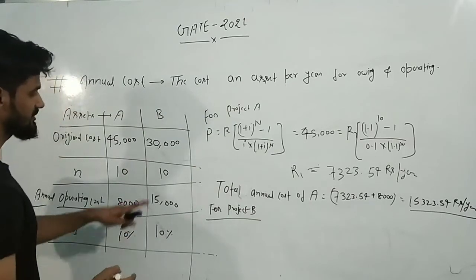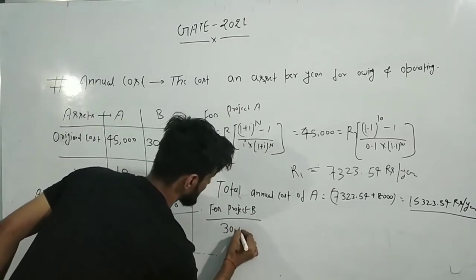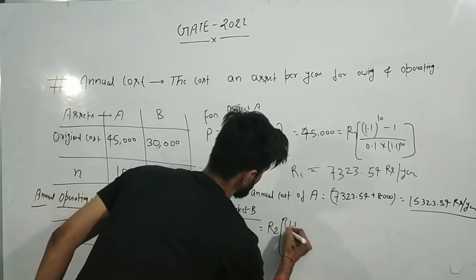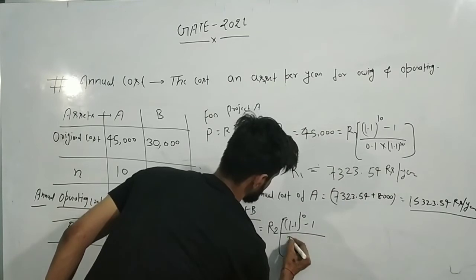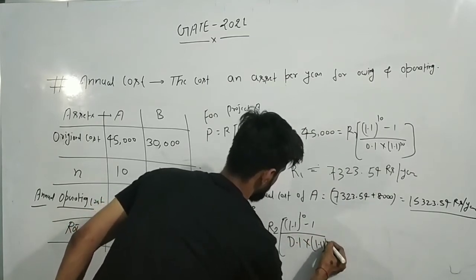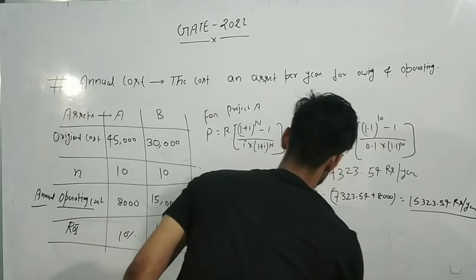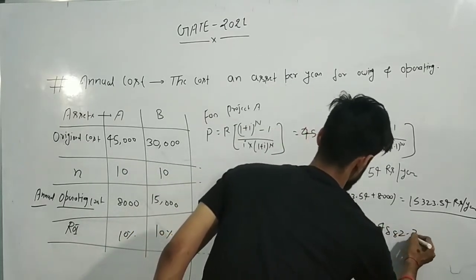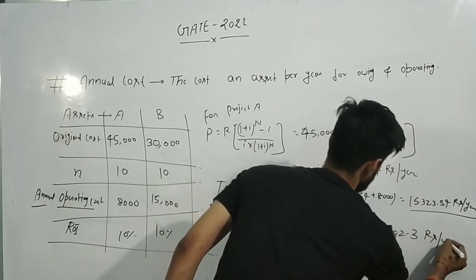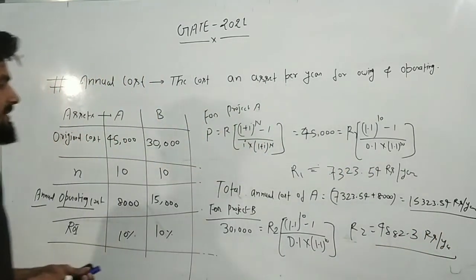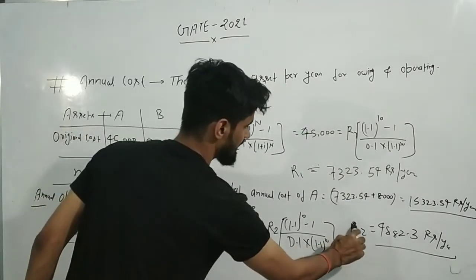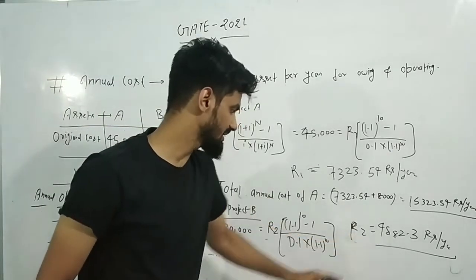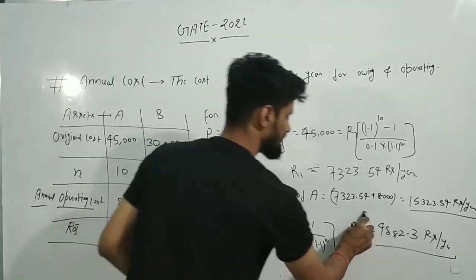project B, then again you can write 30,000 is equal to, I am writing R2 times (1.1) whole power 10 minus 1 upon 0.1 multiplied with (1.1) power 10. So if you calculate from here, you will get R2 equal to 4882.3 rupees per year. The value of R2 is what? Each and every year you are going to convert this 30,000 rupees into annual cost, and that is it.